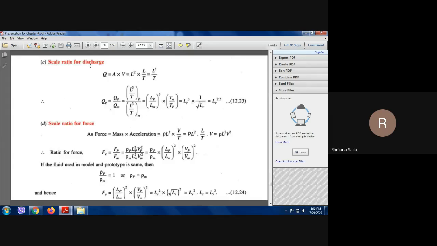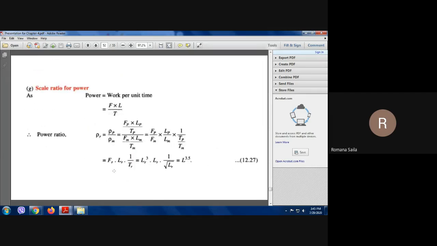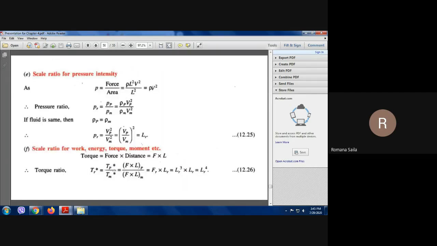Now the scale ratio for discharge. These follow the same pattern. You can try it yourself too.